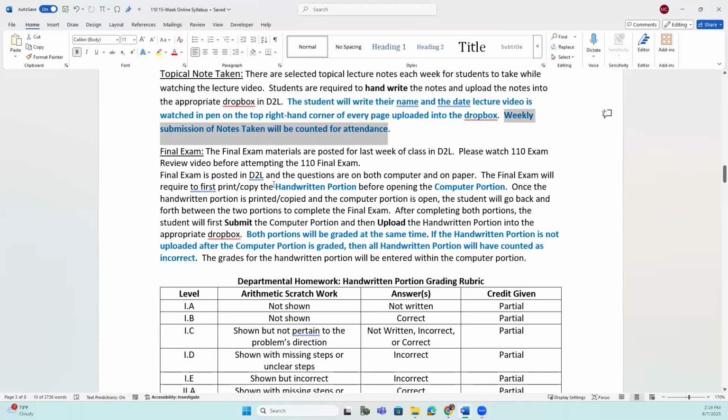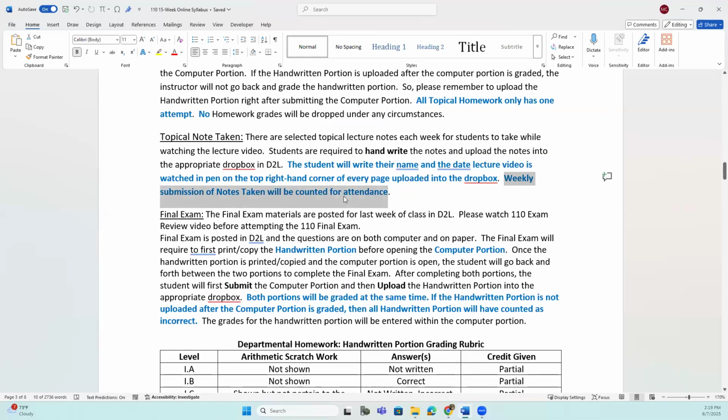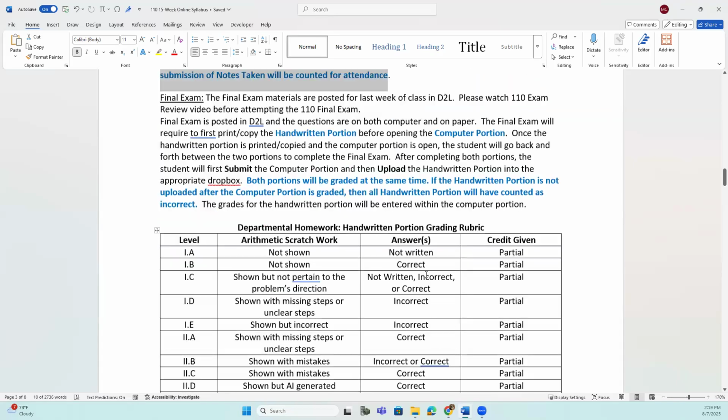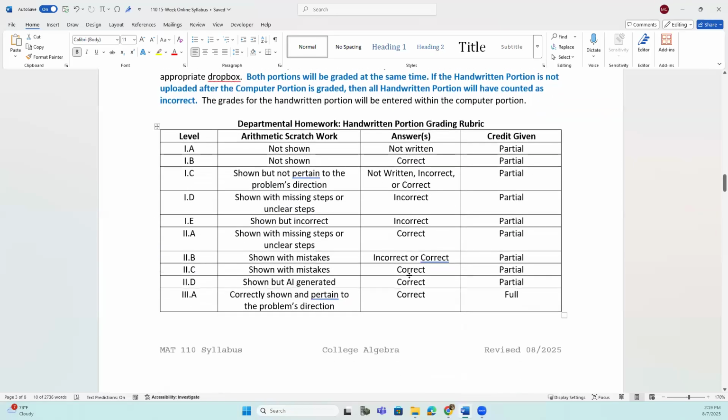So earlier I mentioned there's an exam review that you need to watch before you attempt the final exam. And the final exam has both portions, so we will follow the same procedure as the homework with both portions. Here is our departmental grading rubric for the handwritten portion.